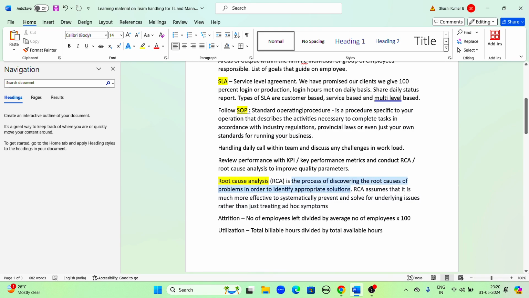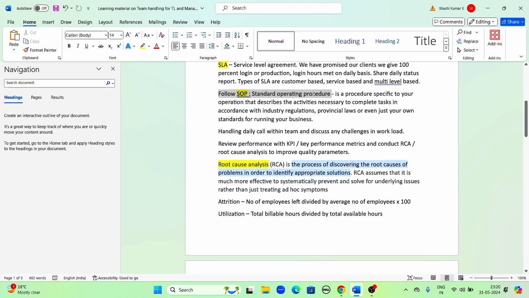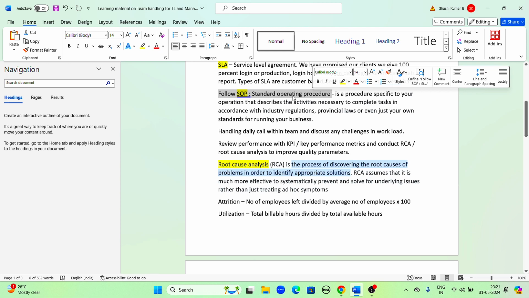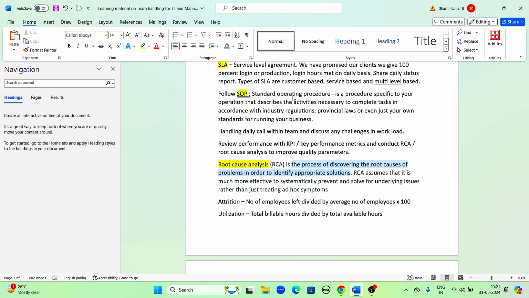And one more thing, let's talk about SOP. Any company should have a standard operating procedure on the process. It will give you a step-by-step procedure in order to do it in a proper way. And based on the SOP, your quality check will happen. So let's read about the meaning of it.